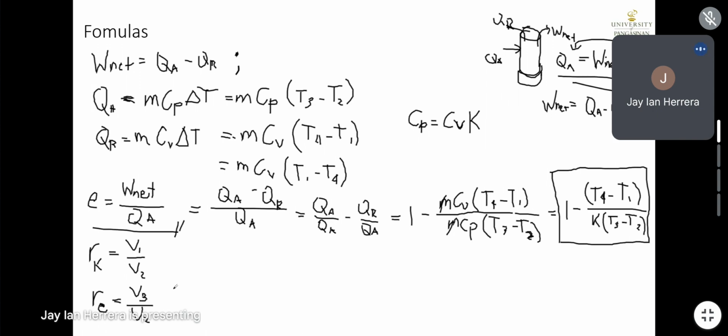And then we also have, lastly, a relation among RC and RK. Then there's another expansion ratio, that is our RE. This is like the RC, since the C earlier was for compression. So our expansion ratio is V1 all over V3.